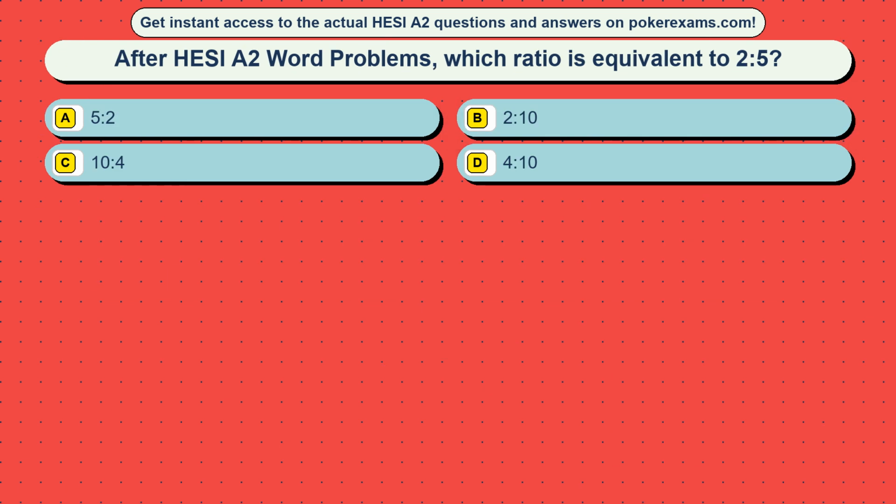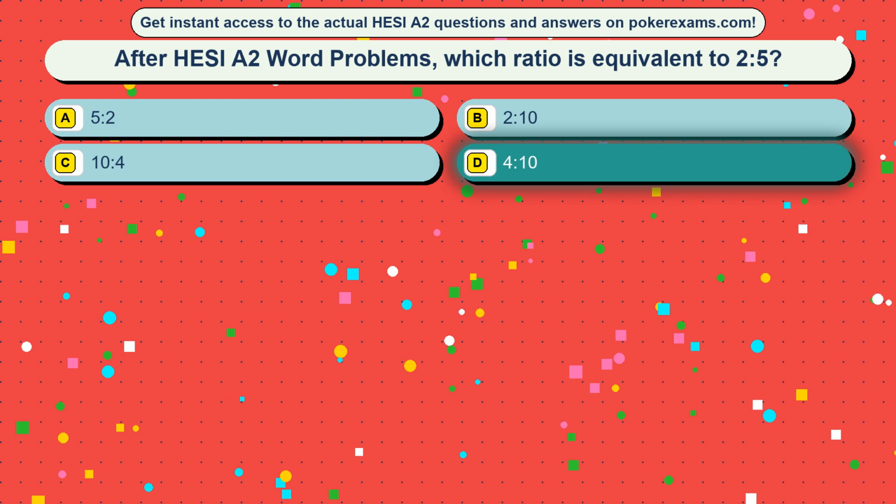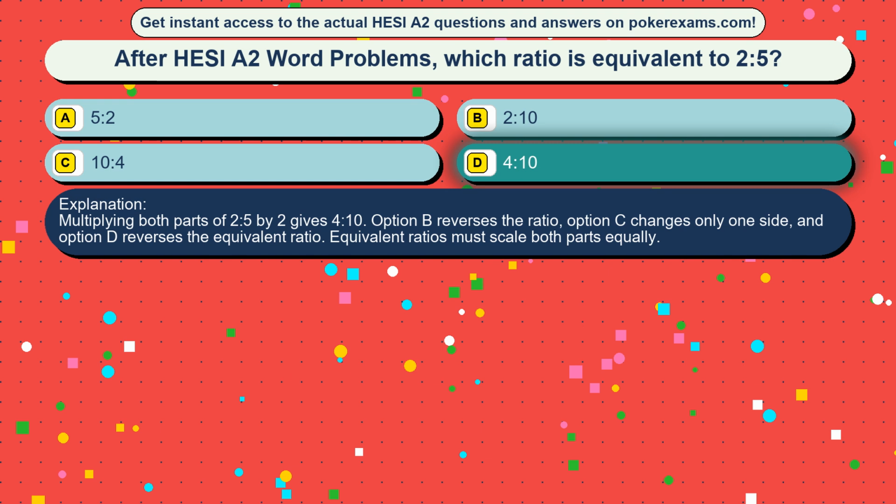Question 6. After HESI A2 word problems, which ratio is equivalent to 2:5? Option A, 5:2. Option B, 2:10. Option C, 10:4. Option D, 4:10. The correct answer is option D, 4:10. Multiplying both parts of 2:5 by 2 gives 4:10. Option A reverses the ratio, option B changes only one side, and option C reverses the equivalent ratio. Equivalent ratios must scale both parts equally.